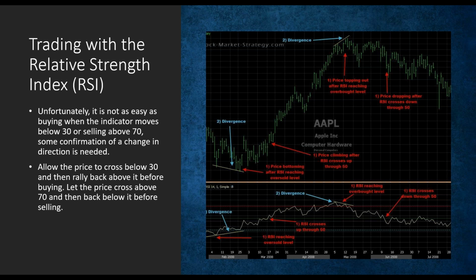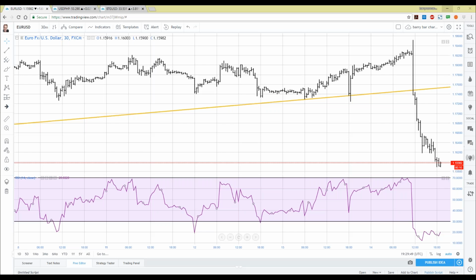Unfortunately, it's not as easy as buying when the indicator moves below 30 and selling above 70. Some confirmation of a change of direction is needed. So let me pop up a couple live charts and let's see how we did some analysis on these charts to show you how you might want to use RSI.